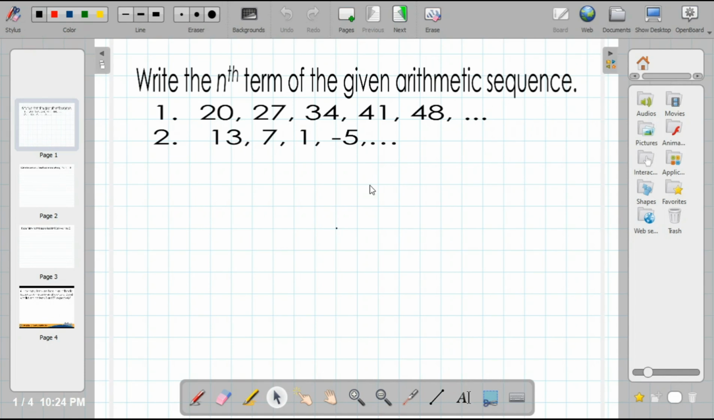For example, for number 1 and number 2, we're going to write the nth term of the given arithmetic sequence. Number 1, we have 20, 27, 34, 41, 48, and so on. I'll show you two ways to solve this one. I'll show you how to solve this one using the formula for finding the nth term of an arithmetic sequence, or the trial-and-error style, which is easy. Anyway, let's start with number 1.